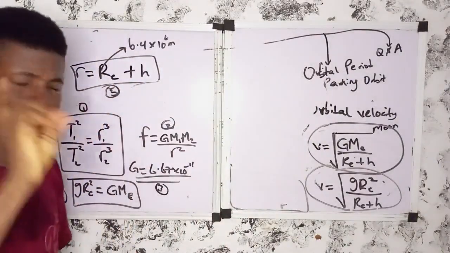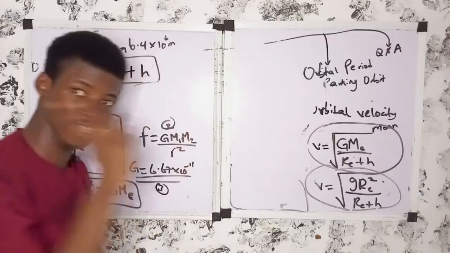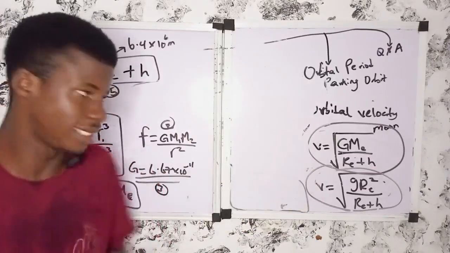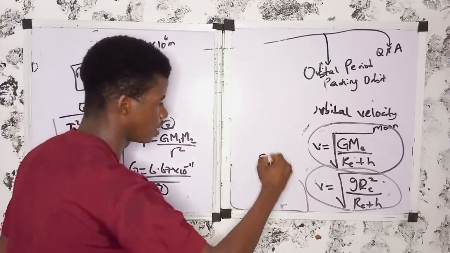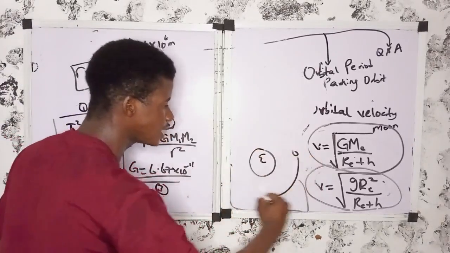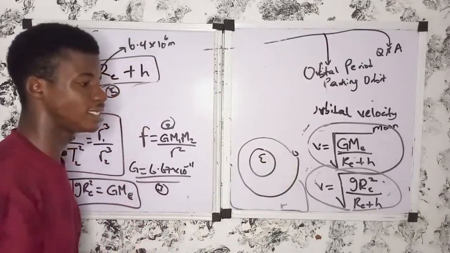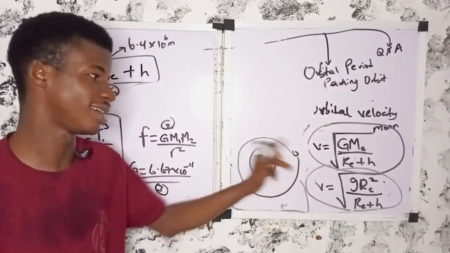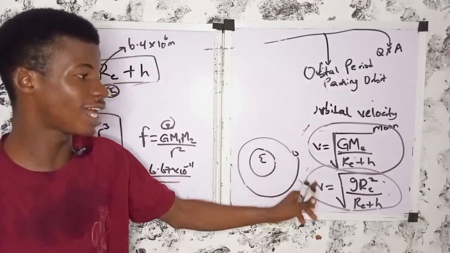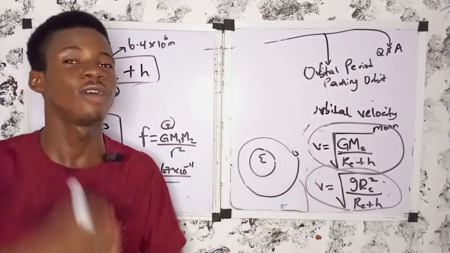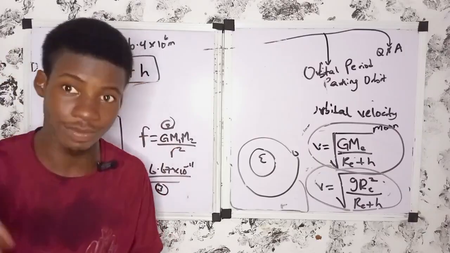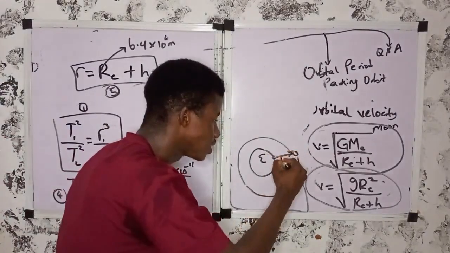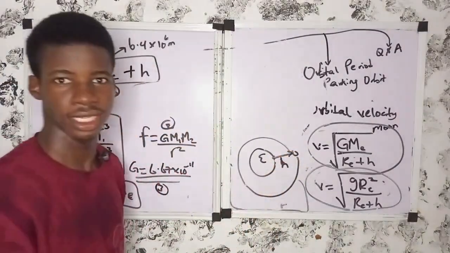Now, this scenario is very important. Let's say this is the Earth. This scenario is when the satellite is at an altitude above the Earth. You can use this formula to calculate the orbital velocity when the satellite is at an altitude above the Earth.